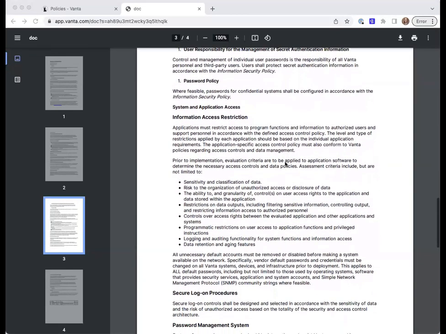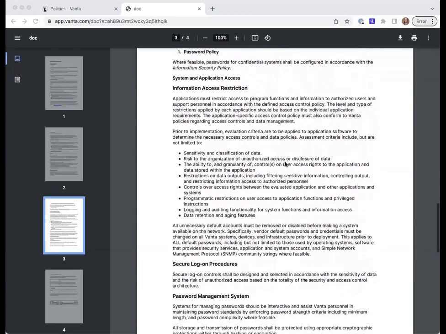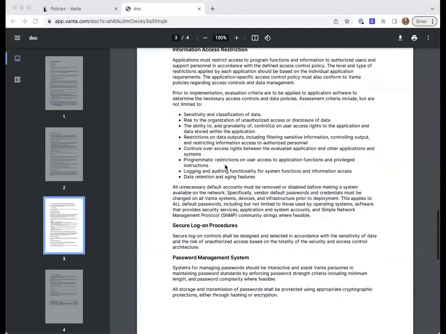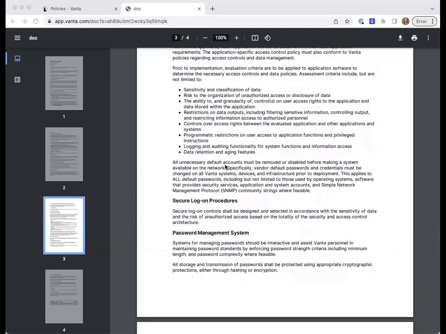Okay, information access restriction. This is, again, more the philosophy around how you're provisioning things. This is governance language that can be tailored to your organization. I think I've already covered all the concepts here as we've been going through this. Okay, secure logon procedures. We call this out exclusively because it used to be called out in ISO. I have to double check if it's still in the new version.